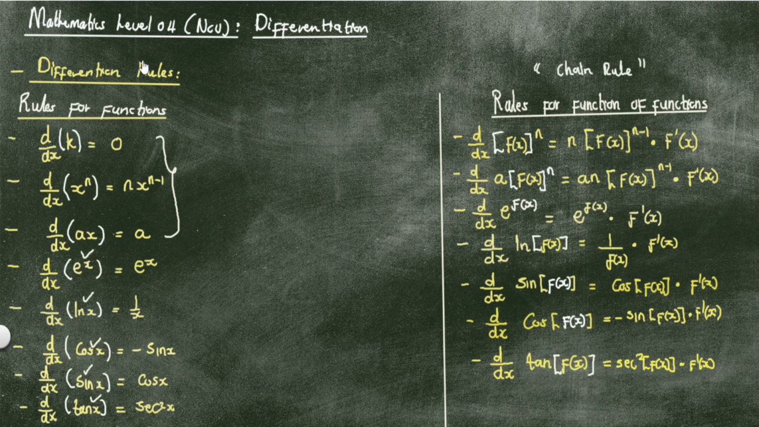Last one. Give me an example. y is equal to tan 2x. dy over dx is equal to sec squared 2x multiplied by the derivative of the function within that function, so it's going to be 2. The answer is 2 sec squared 2x.